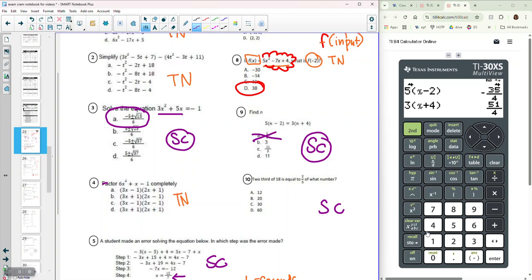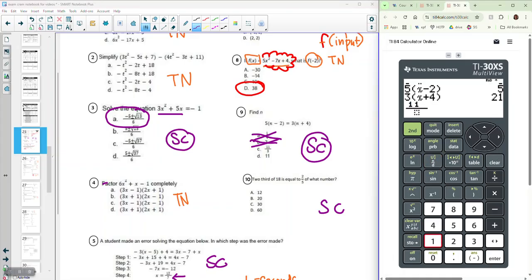My next answer choice is 3. So I do 3, store for x, enter, and I'm going to put in 5 times x minus 2. If you want to be a lazy mathematician, you can scroll up and just copy and paste. So when I type in 3 times parentheses x plus 4, I'm hoping that I get 5, so I have a match. Did I get it? Nope. Cross it out. Let's try the next answer choice.